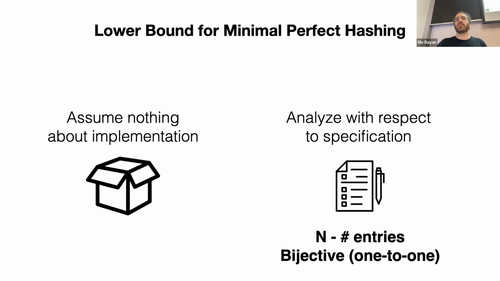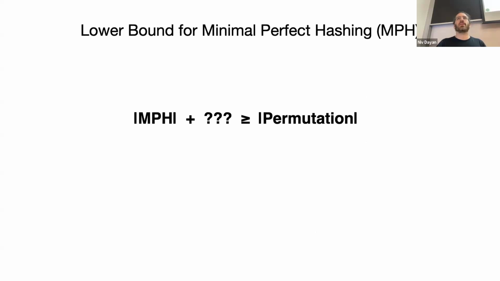Okay. So here's how we're going to frame the problem. Let's suppose that we have a minimal perfect hash function, and let's ask the question: how much information do we need to add to a minimal perfect hash function such that we end up with the amount of information required to represent a unique permutation of the data?